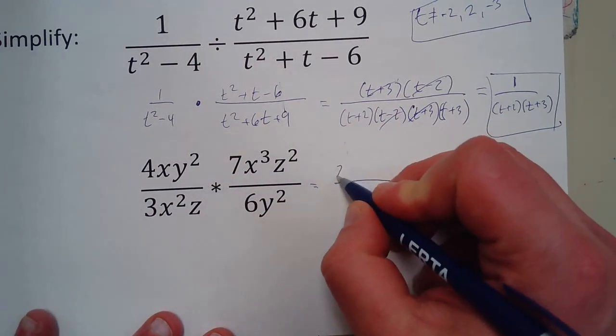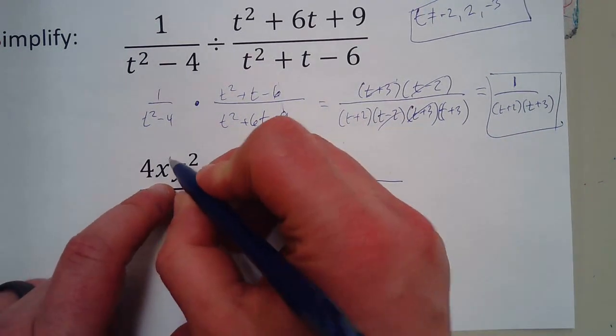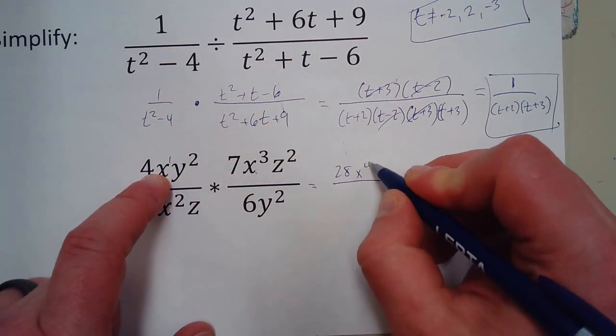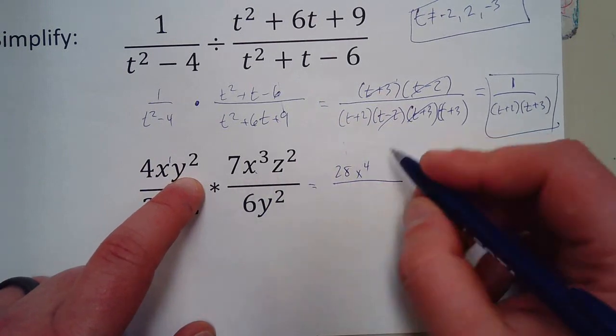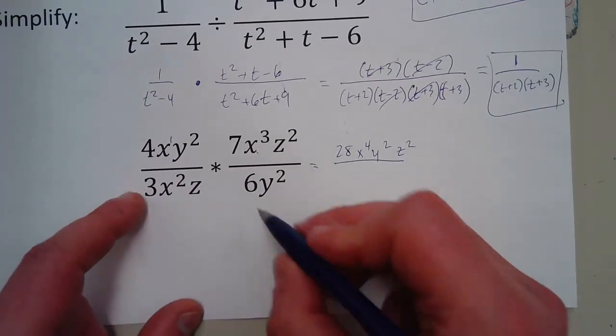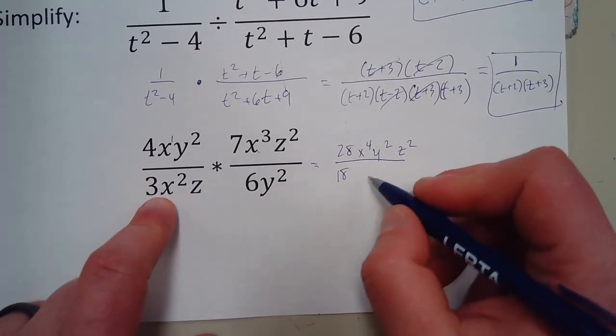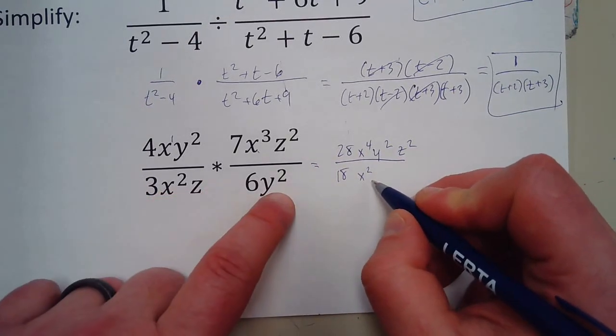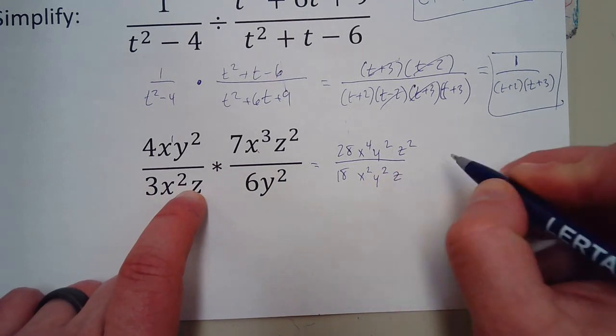So 4 times 7 would be 28. X to the first times x to the third is an x to the fourth. Looks like we're going to have the y squared and the z squared. So that's going to be our numerator. Down here, 3 times 6 is 18. We're going to have an x squared, a y squared, and just a z.